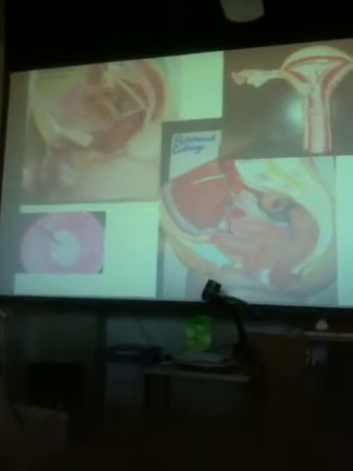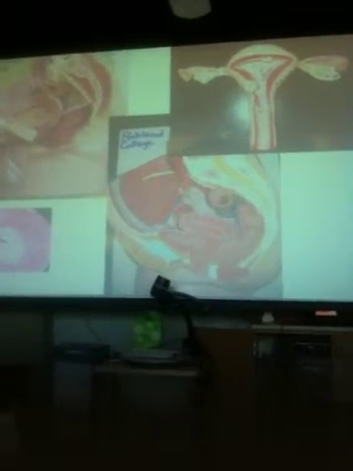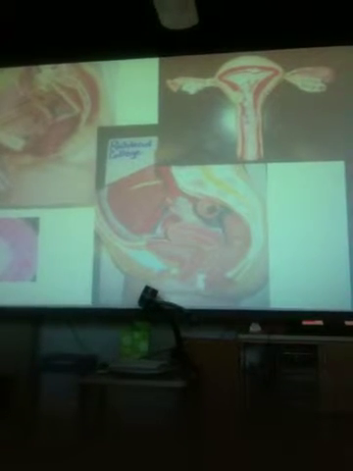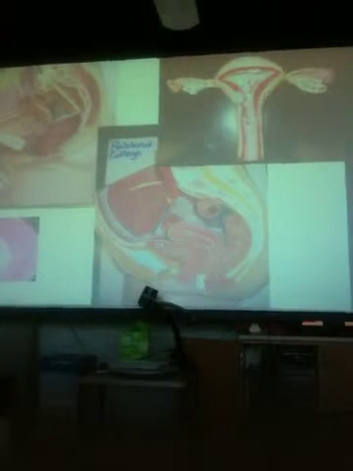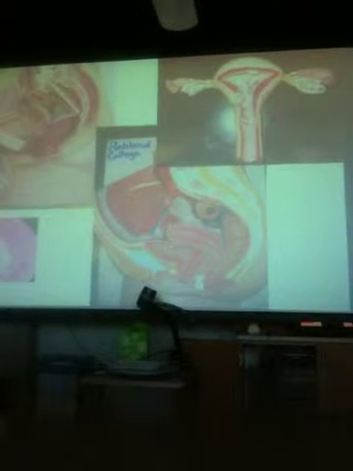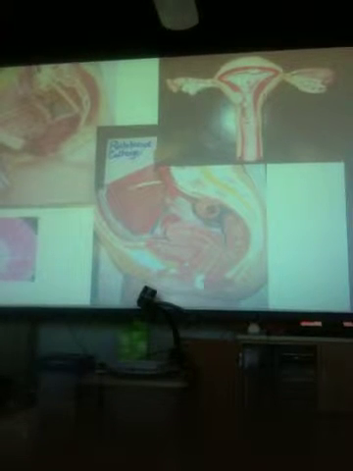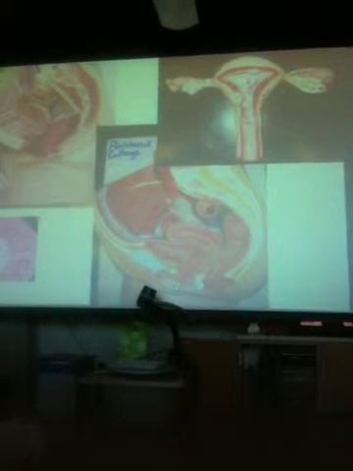And here is the same thing you just saw up here, except that it's the sagittal view. So what's this thing right here? Bladder. And what's that thing right there? The urethra. And then, of course, we've got labia majora and labia minora.